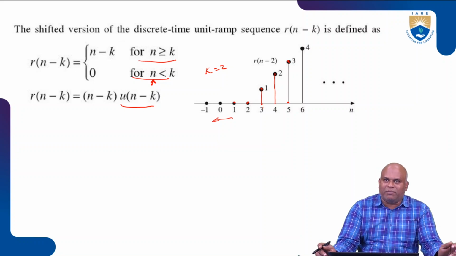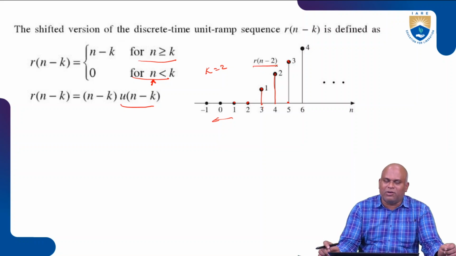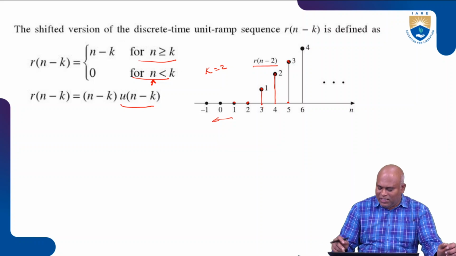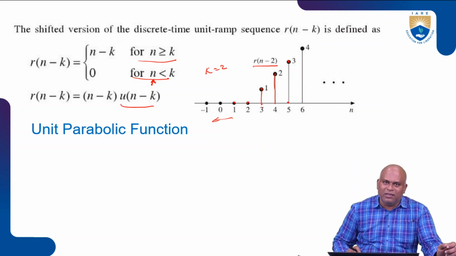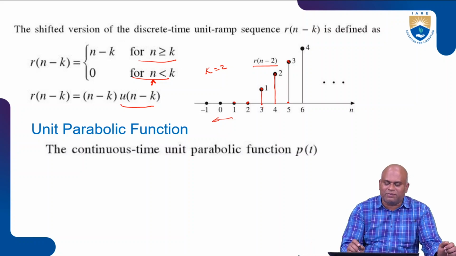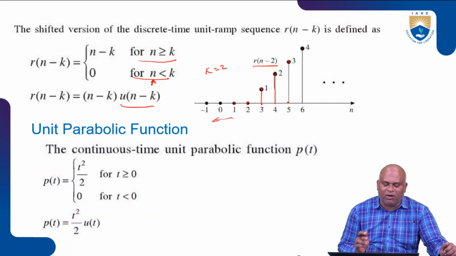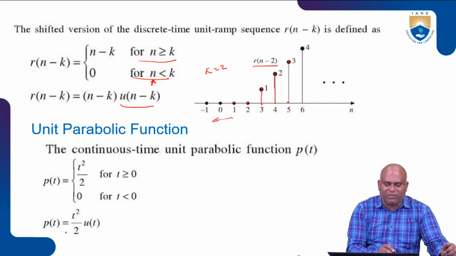Then R of n minus k, here I represent as R of n minus 2. The 2 is represented as a positive integer. Then the unit parabolic function. We represent the continuous time unit parabolic function as p of t. As a mathematical form, p of t is equal to t squared by 2 for t greater than or equal to 0, and 0 for t less than 0, or we may write it in this form also: p of t is equal to t squared by 2 u of t.